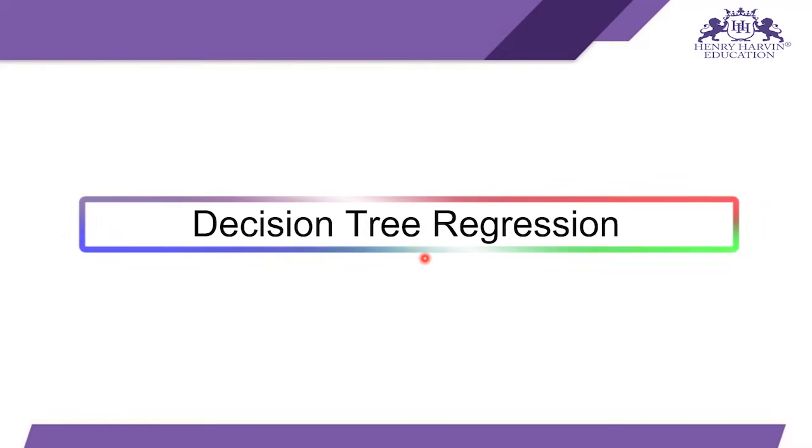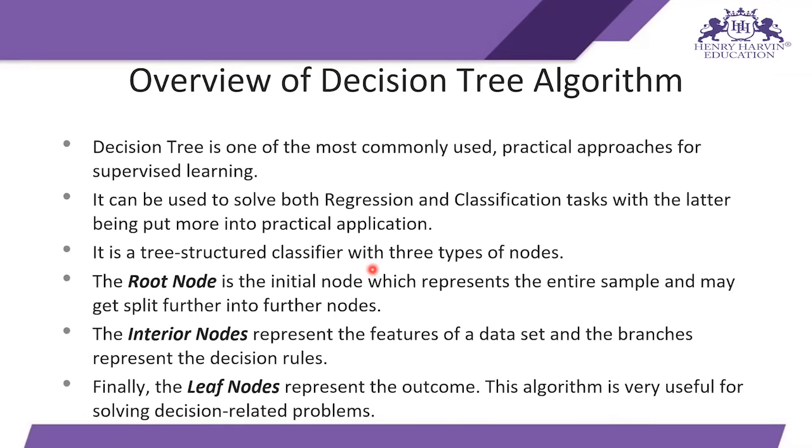So let's start with an overview of the decision tree algorithm. Decision tree is one of the most commonly used practical approaches for supervised learning. Basically, this decision tree is used for supervised learning techniques, and it comes under supervised learning. It can be used to solve both regression and classification tasks, with the latter being put more into practical application.